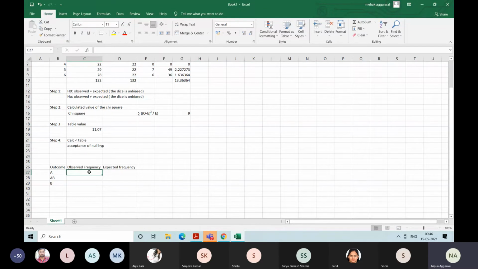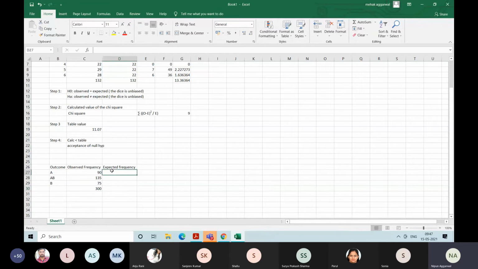Observed frequency is given like for 30% of 300. So 30% of 300 means 90. Then 45% of 300 means 135, and the rest 25% of 300 is 75. So the total comes out to be 300. So this is the observed frequency.